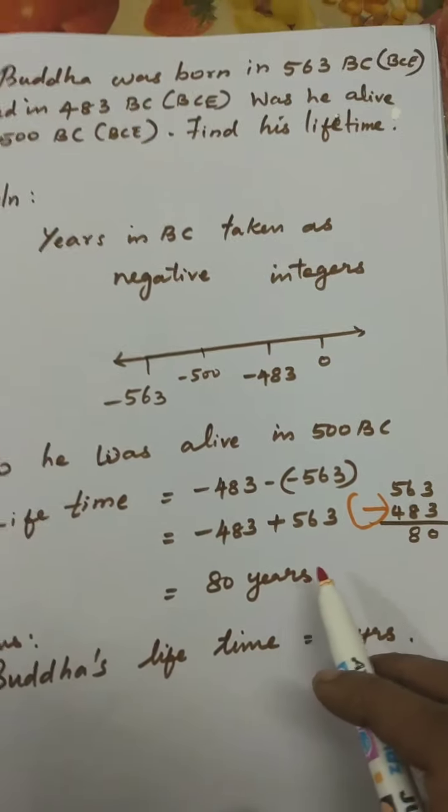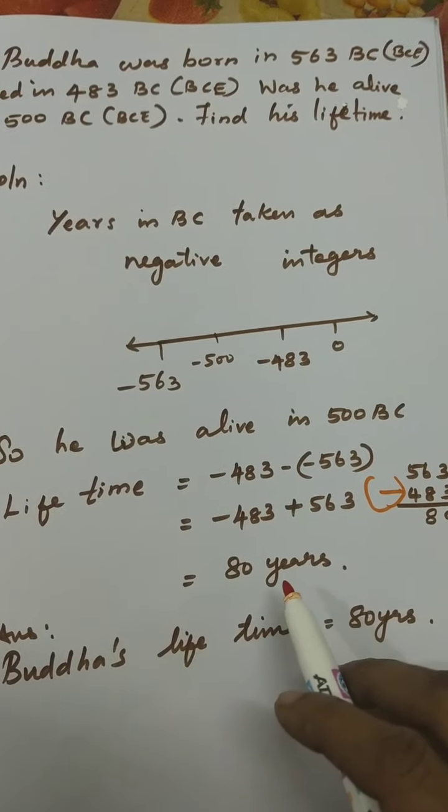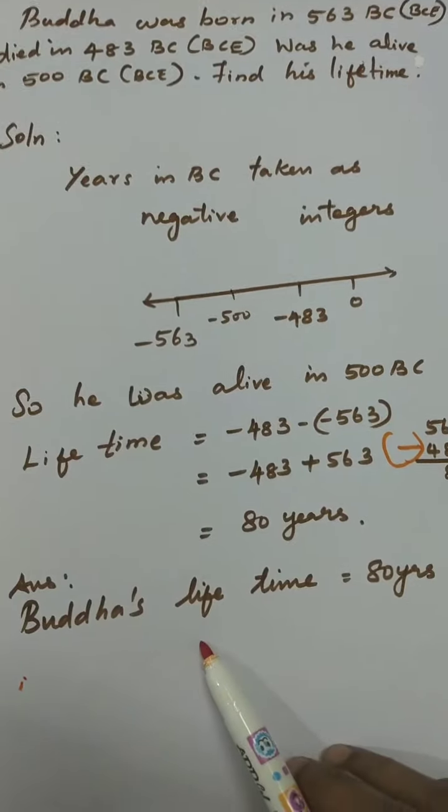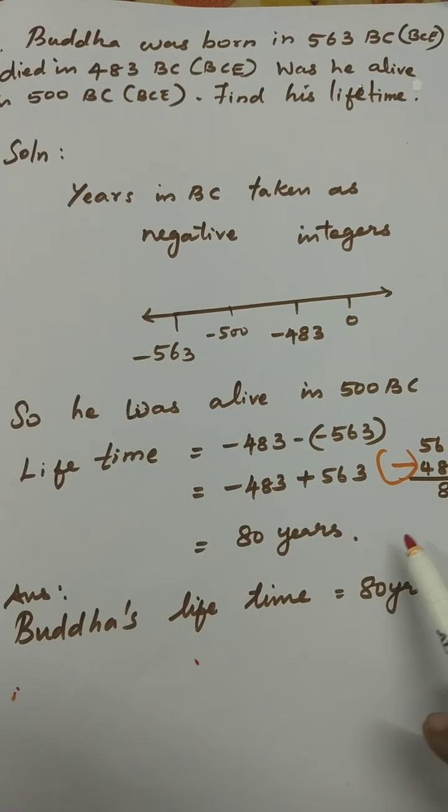80 years is his lifetime. So we found his lifetime. That is, Buddha's lifetime is equal to 80 years.